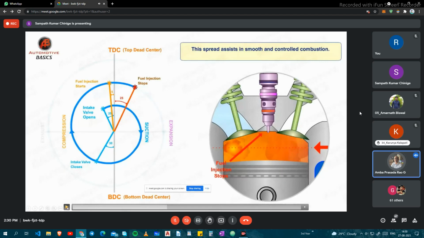So what are the different sequences that take place in a millisecond? I am trying to explain to you. Penetration, dispersion, evaporation, then vaporization, then you have ignition, then combustion.